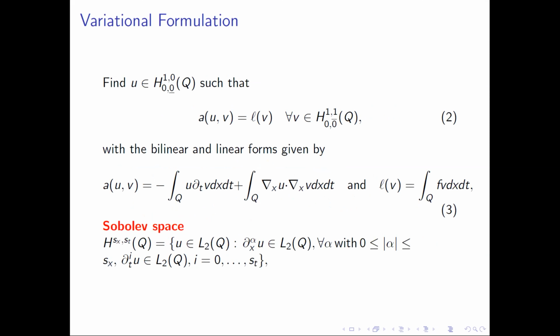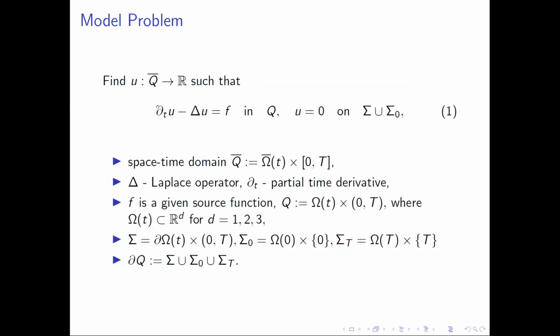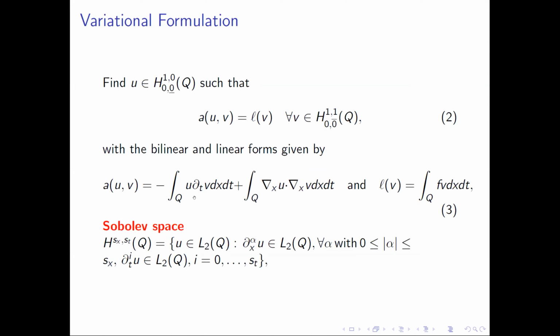If you do a variational formulation of such a problem, you multiply by a test function, and in this case we use an anisotropic Sobolev space, where we do an integration by parts in time. If you take the model problem and multiply by the test function v, you can integrate by parts in time for the first term, and then integrate by parts in space for the second term. Then you get a bilinear form that looks like this.